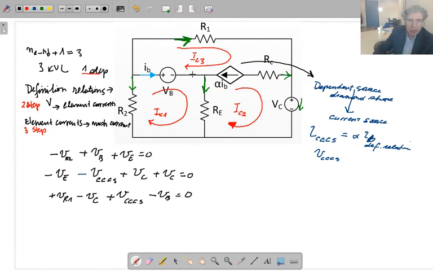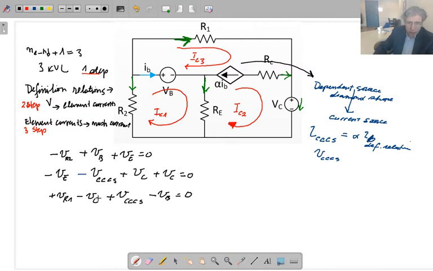Why is it minus? Because we are writing this mesh current Kirchhoff voltage law equation for this mesh, so that direction and this direction are opposite to each other. I'm not writing the Kirchhoff voltage law equation for the other mesh. For this mesh, that's why it's going to be minus. So we finished that. That's the first step.